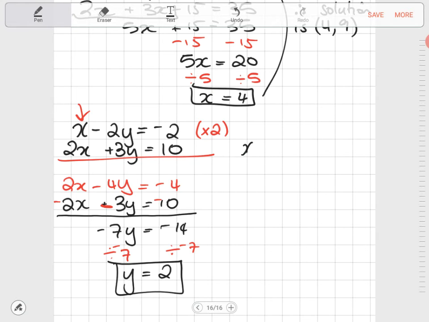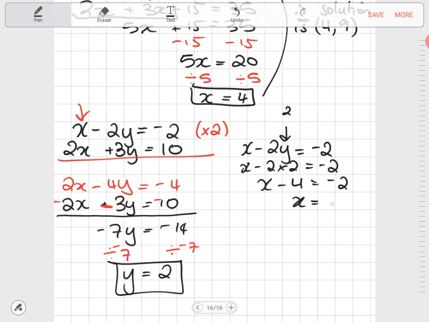So x minus 2y is equal to negative 2. I'm going to replace this y with 2. So x minus 2 times 2 is equal to negative 2. So x minus 4 is equal to negative 2. So x is positive 2. So therefore the solution is 2, 2. Okay?